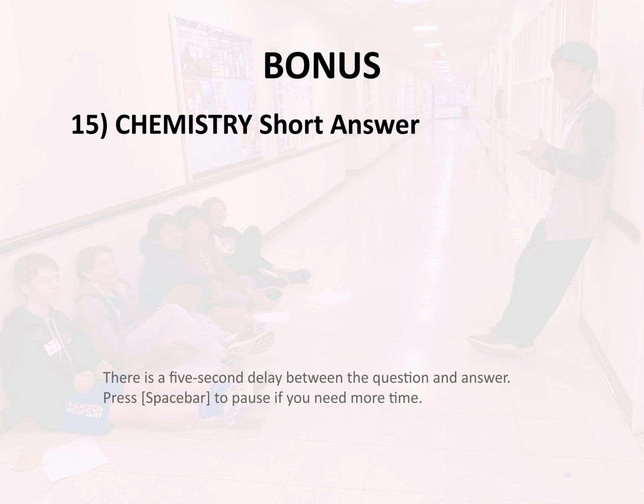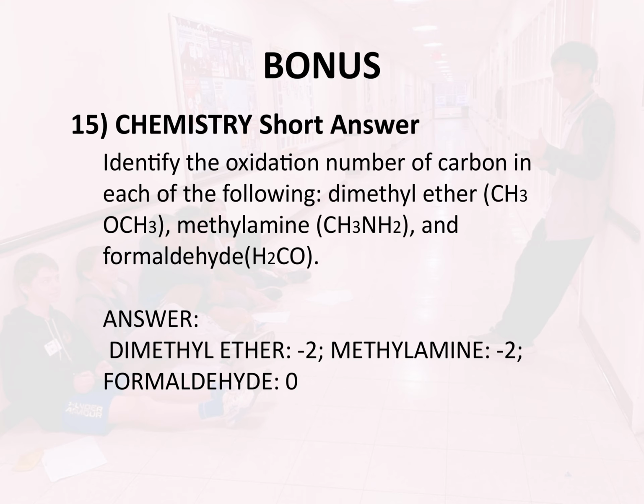Bonus 15. Chemistry. Short answer. Identify the oxidation number of carbon in each of the following: dimethyl ether, CH3OCH3, methylamine, CH3NH2, and formaldehyde, H2CO. Answer. Dimethyl ether, 2, methylamine, 2, formaldehyde, 0.